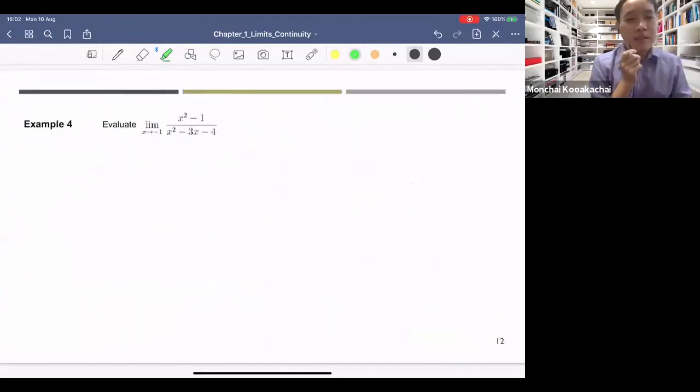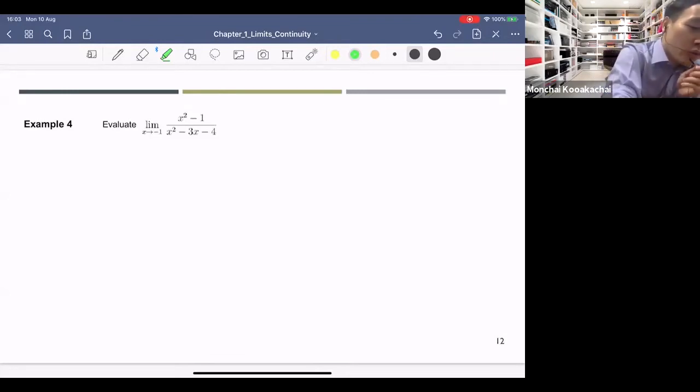Well, this is also easy. Well, sometimes you need factoring, because when you see this, you can see that, hey, I can factor x squared minus 1, right? And then I can factor x squared minus 3x minus 4. Factoring is a basic technique that everyone should be able to do.